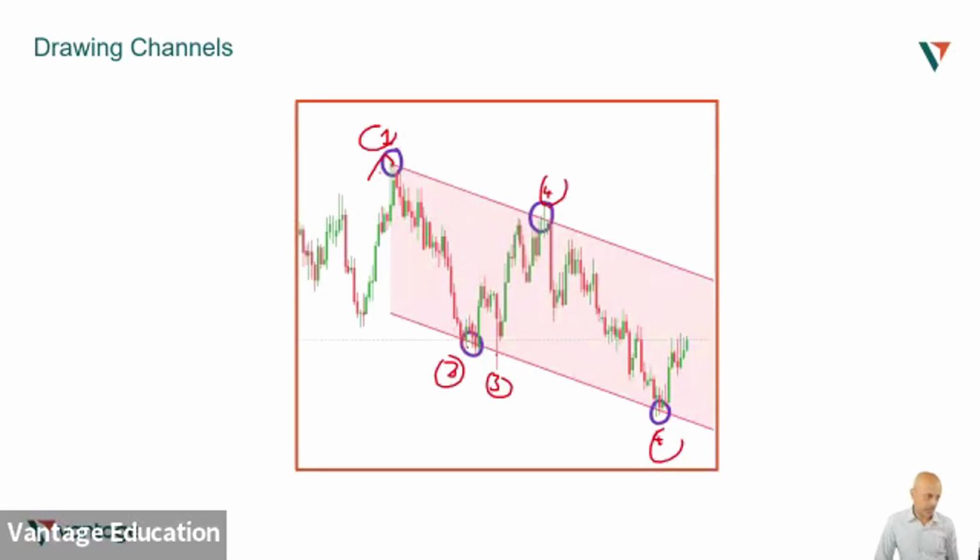And then as price rises up, it stalls close to this trend line here, and this is where we get the second touch. So now we have 1, 2, 3, 4 touches for this downward channel.